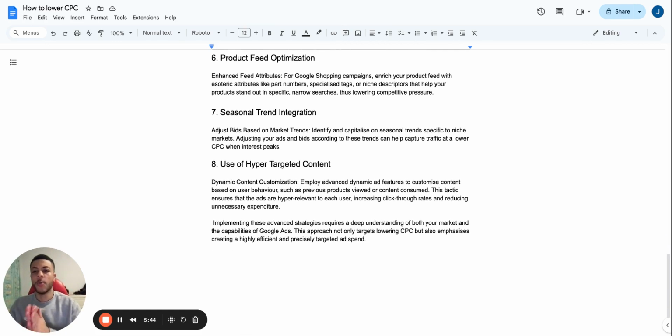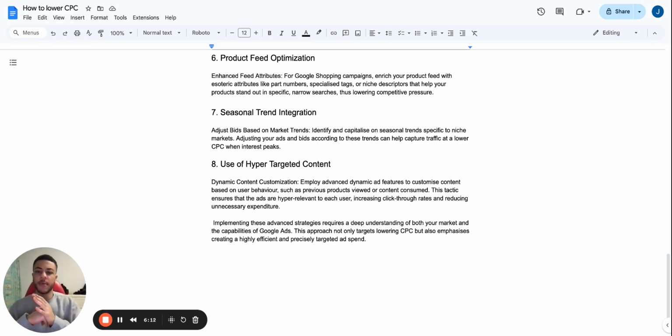So number six would be product feed optimization. When you use enhanced feed attributes for Google Shopping campaigns, enrich your product feed with esoteric attributes. So basically, things that other people aren't using to make it stand out, like part numbers, specialized tags, or niche descriptors that help your products stand out in specific narrow searches, thus lowering your competitive pressure.